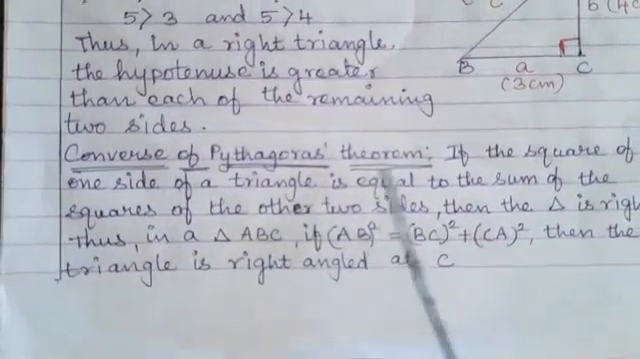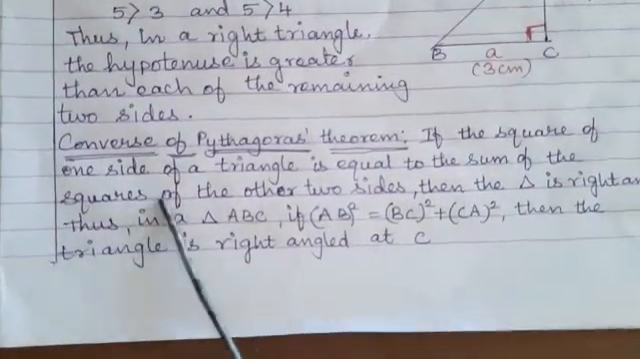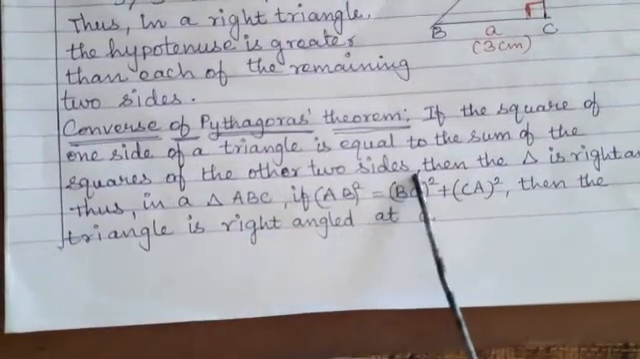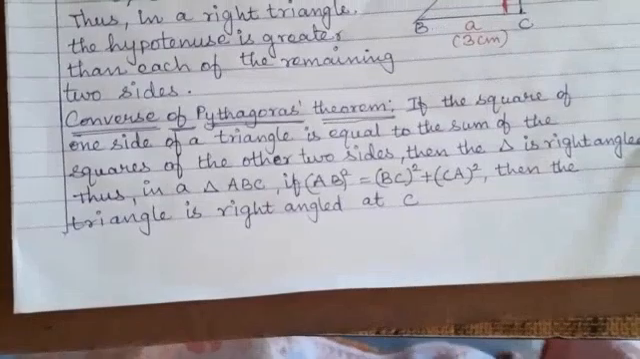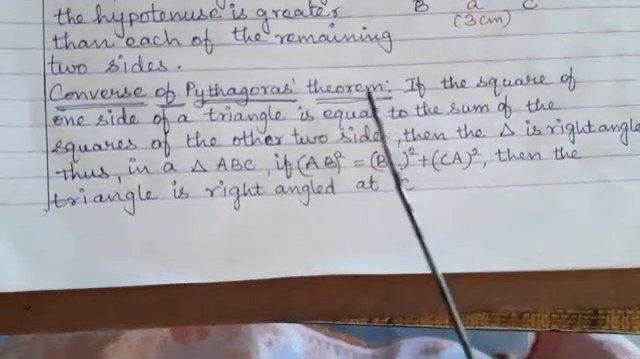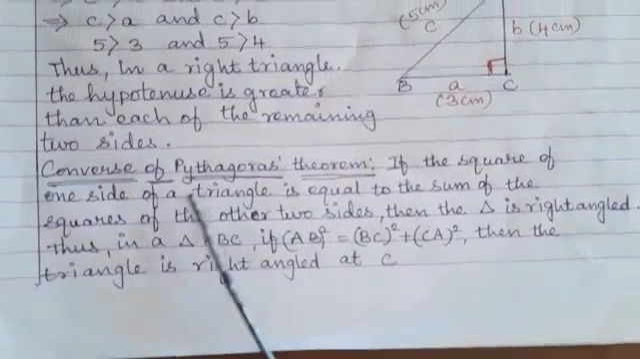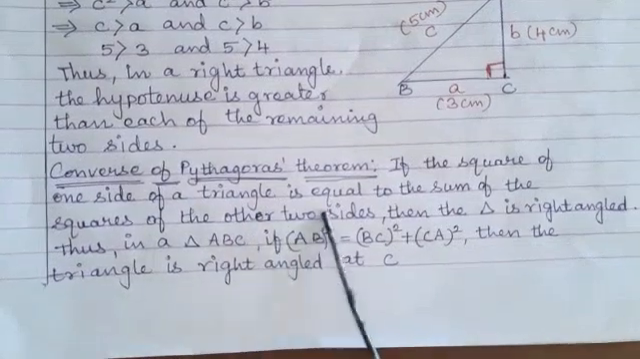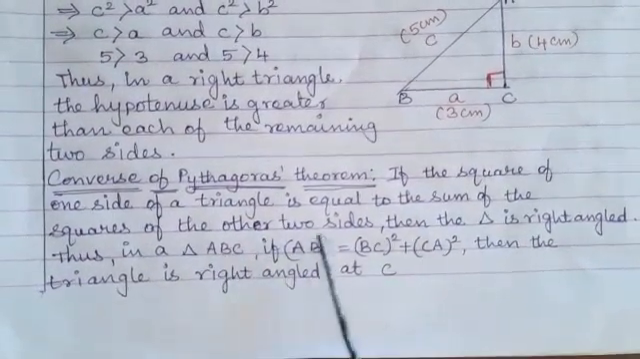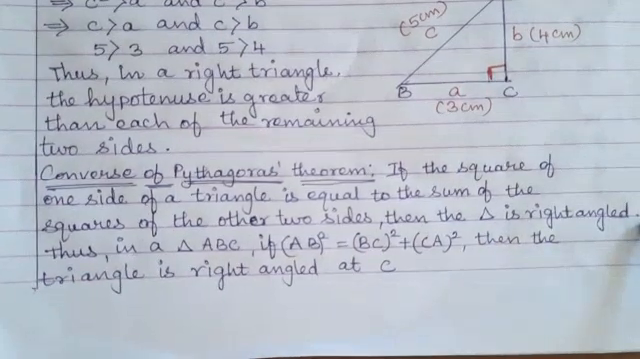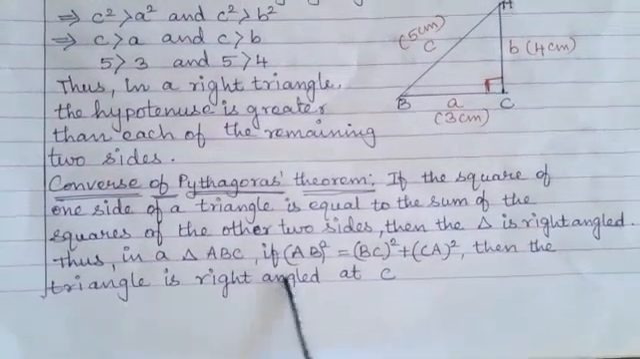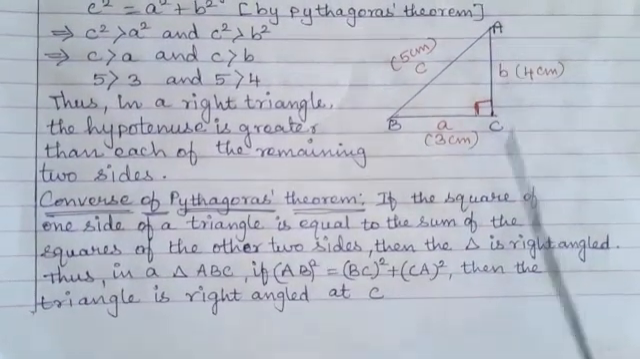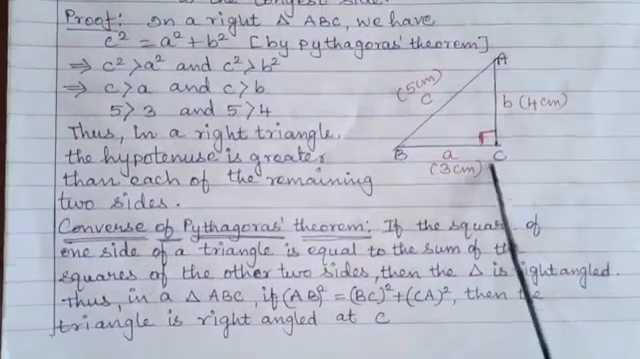Converse of Pythagoras theorem: if the square of one side of a triangle is equal to the sum of the squares of the other two sides, then the triangle is right angled. What is the original theorem? We are taking a right angle triangle, then we are proving that one. Here the converse is, we will take one triangle, and the square of any one side of a triangle is equal to the sum of the squares of the other two sides, then the triangle is right angled. So thus in a triangle ABC, if AB squared is equal to BC squared plus CA squared, then the triangle is right angled, that is, the right angle is at C.